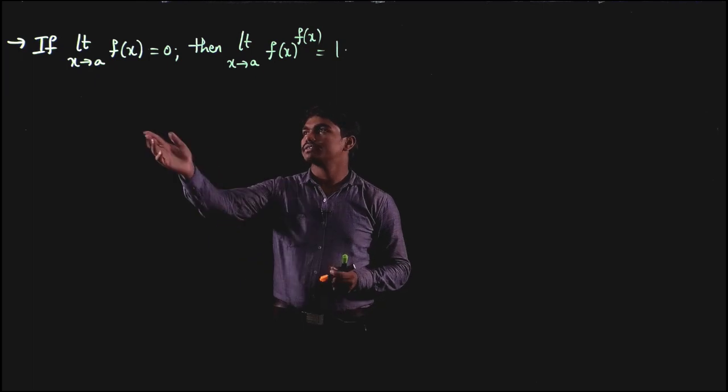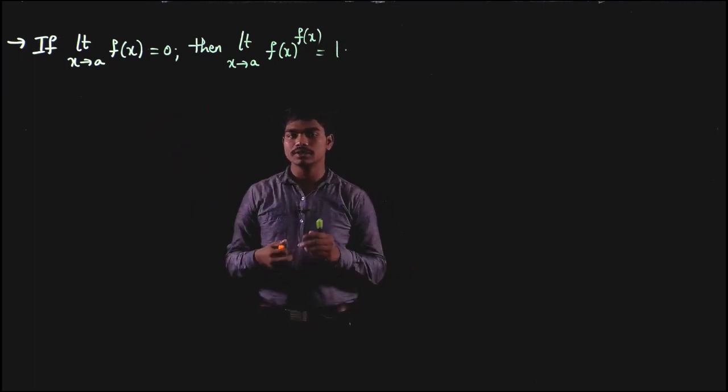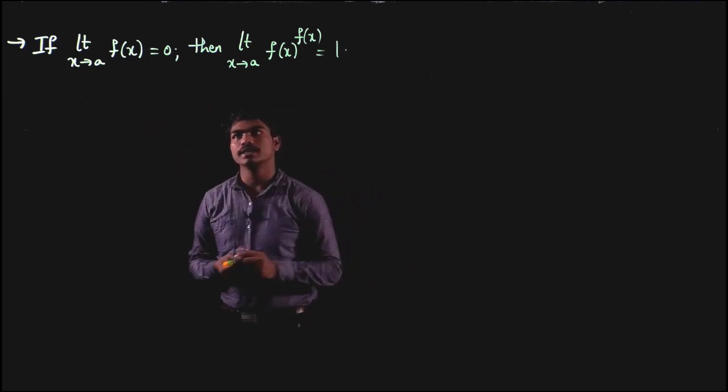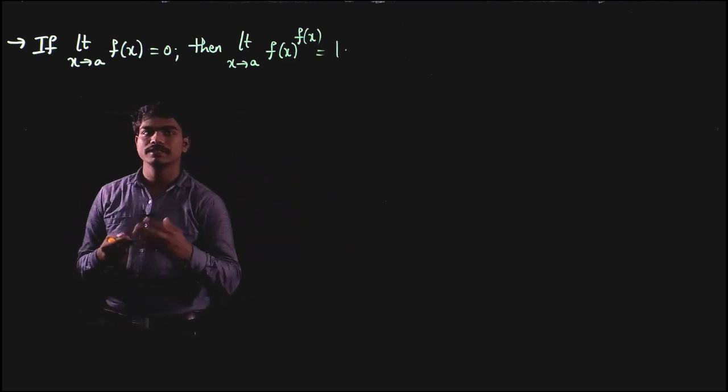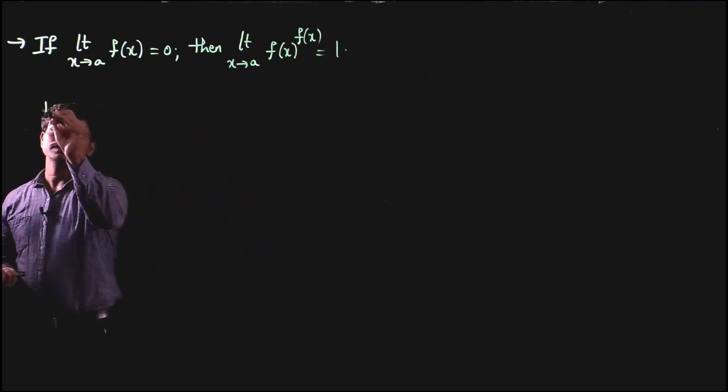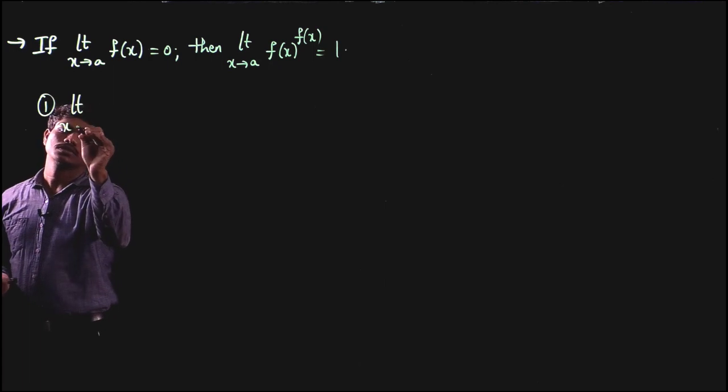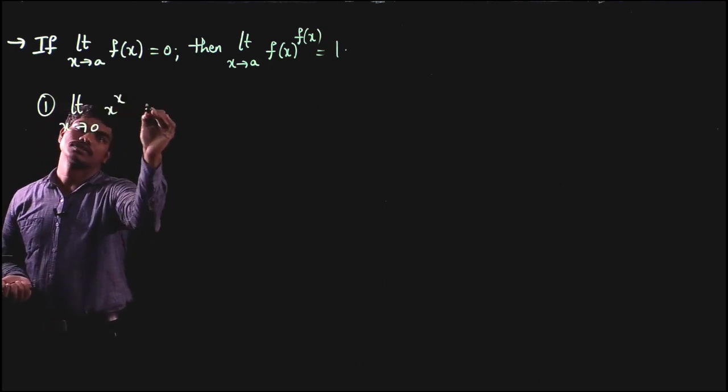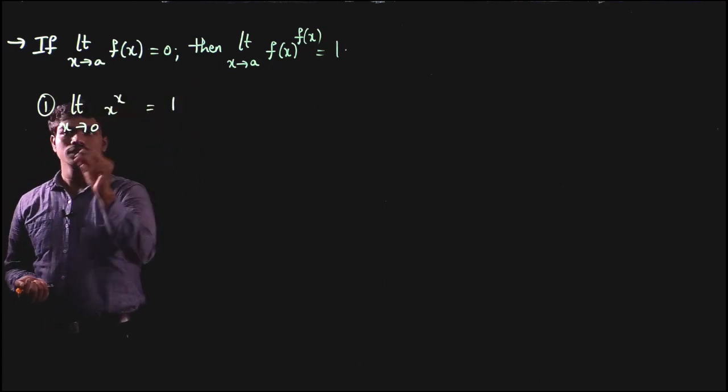So now that we have seen this result is valid, based on this result there came some questions in GATE. For example, let us look at some previous GATE questions that occurred. First question is something like this: limit x tends to 0 x power x, and what's the value of this? As per this analysis, this is 1.